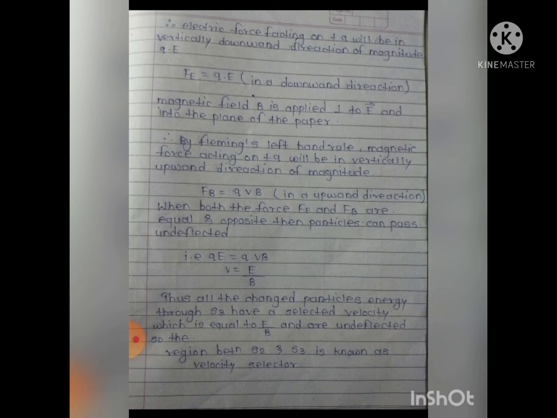Magnetic force acting on positive Q will be in a vertically upward direction of magnitude Fb equal to Q velocity B in upward direction. Fe equal to Q E in downward direction and Fb equal to Q velocity B is in upward direction. But when both the forces Fe and Fb are equal and opposite, then the particle can pass undeflected.